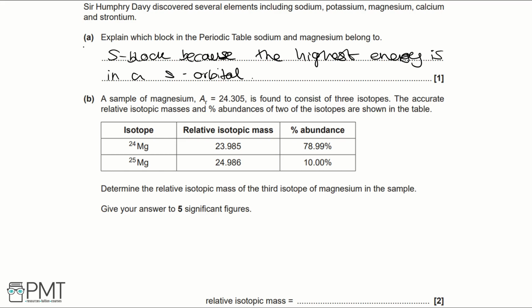To work out Ar, you multiply the relative isotopic mass by the percentage abundance and divide by 100. So for this sample, that would be 78.99 multiplied by 23.985 divided by 100. And then we need to add the next calculation that we're doing. So the relative isotopic mass times the percentage abundance over 100.